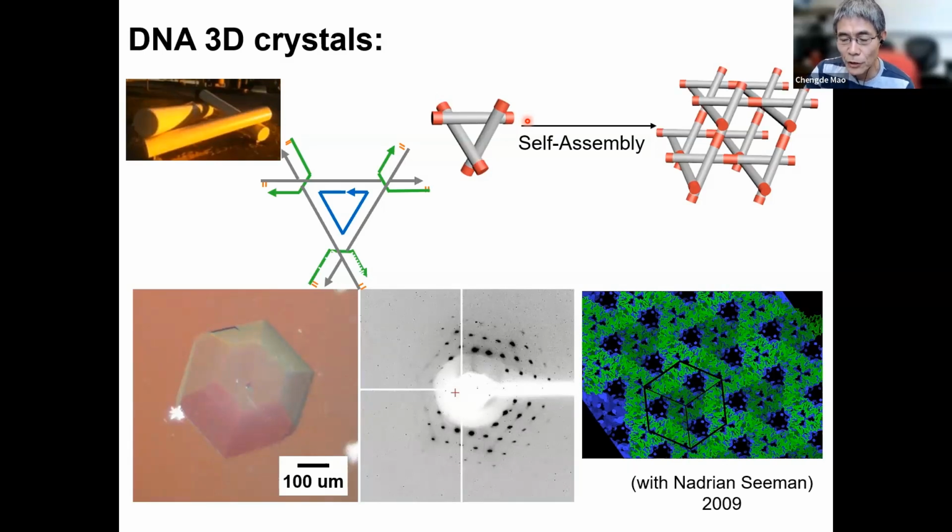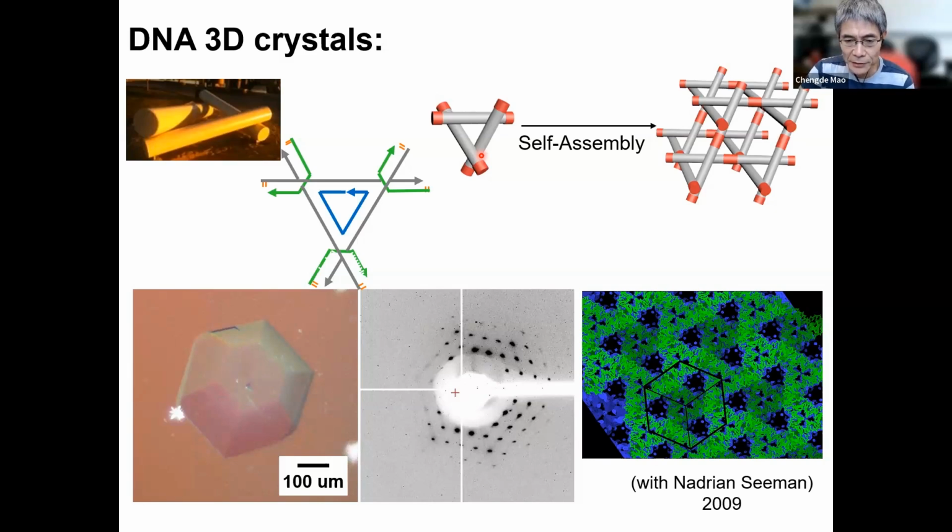They are interested in determining the structure of the individual molecule. Before they go to the last step, they really have no idea what the structure of the molecule is. We are exactly the opposite. What we are working on is to take the knowledge from the structural biologists, and then we engineer the molecule to assemble into a crystal of our interest.